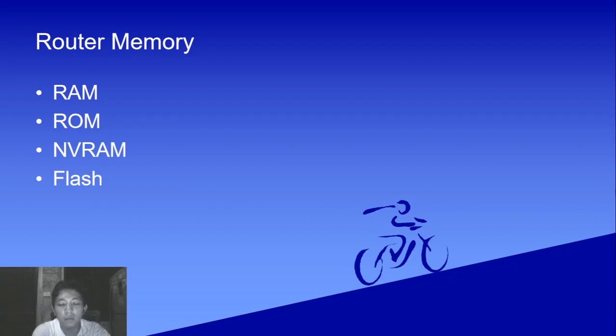Then the last one is the flash. This non-volatile computer memory is used as permanent storage for the IOS and other system-related files such as configuration files, log files, voice configuration files, HTML files, backup configuration, and more. When the router is rebooted, the IOS is copied from the flash into RAM.